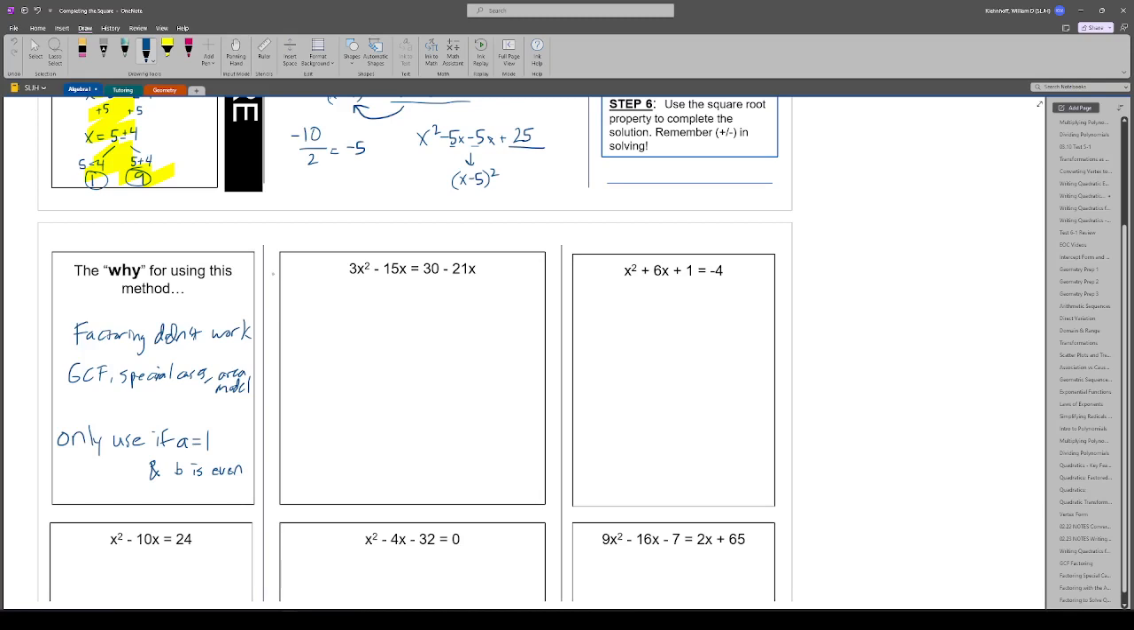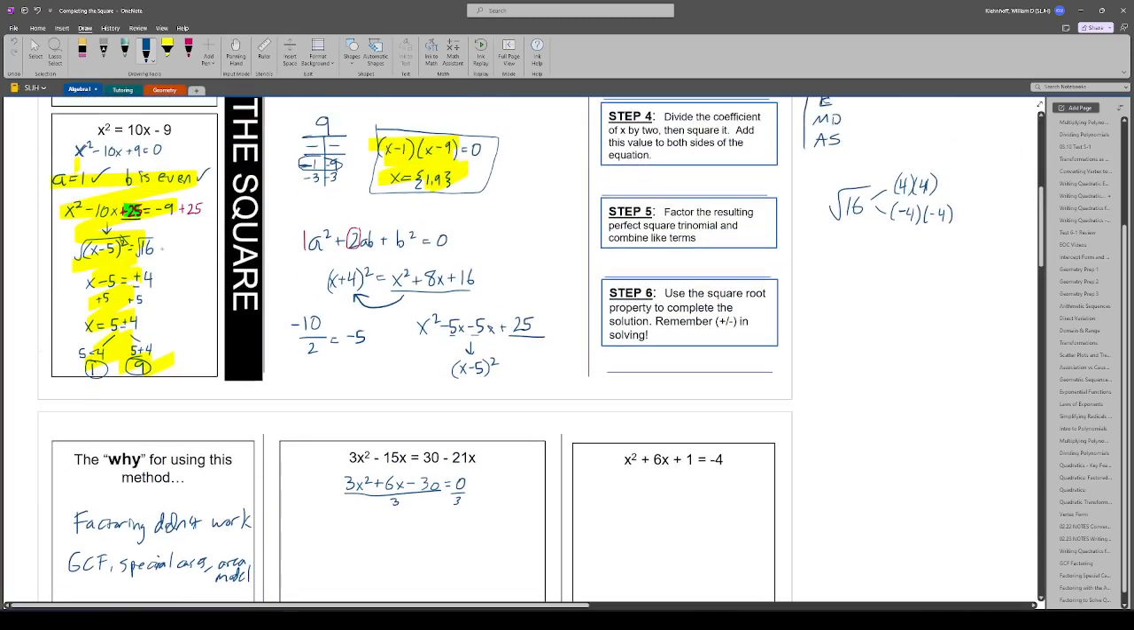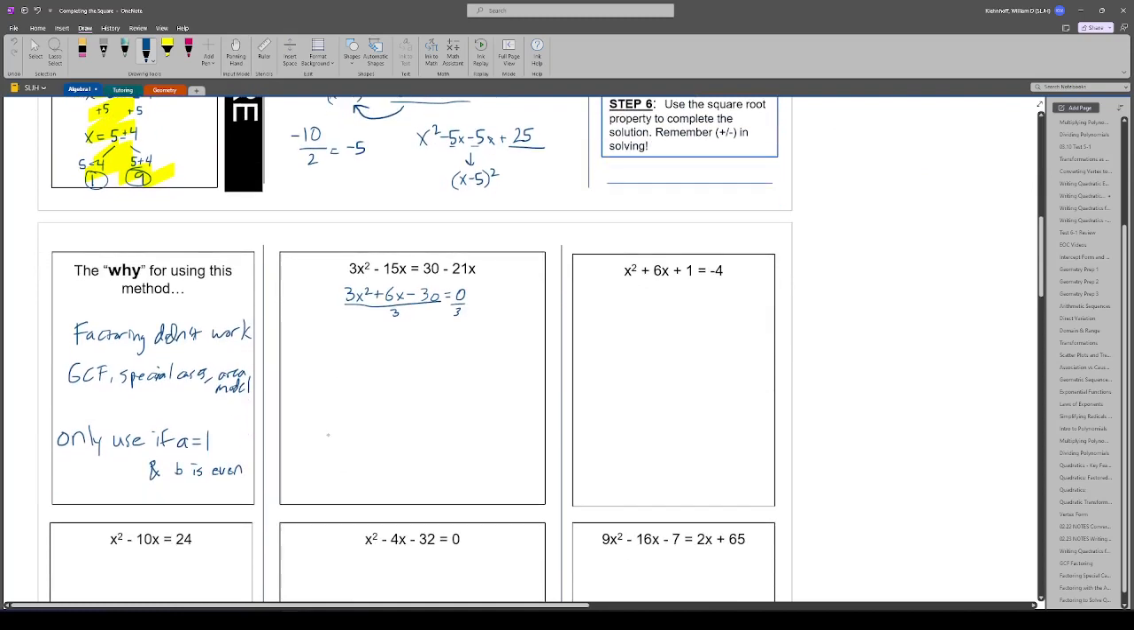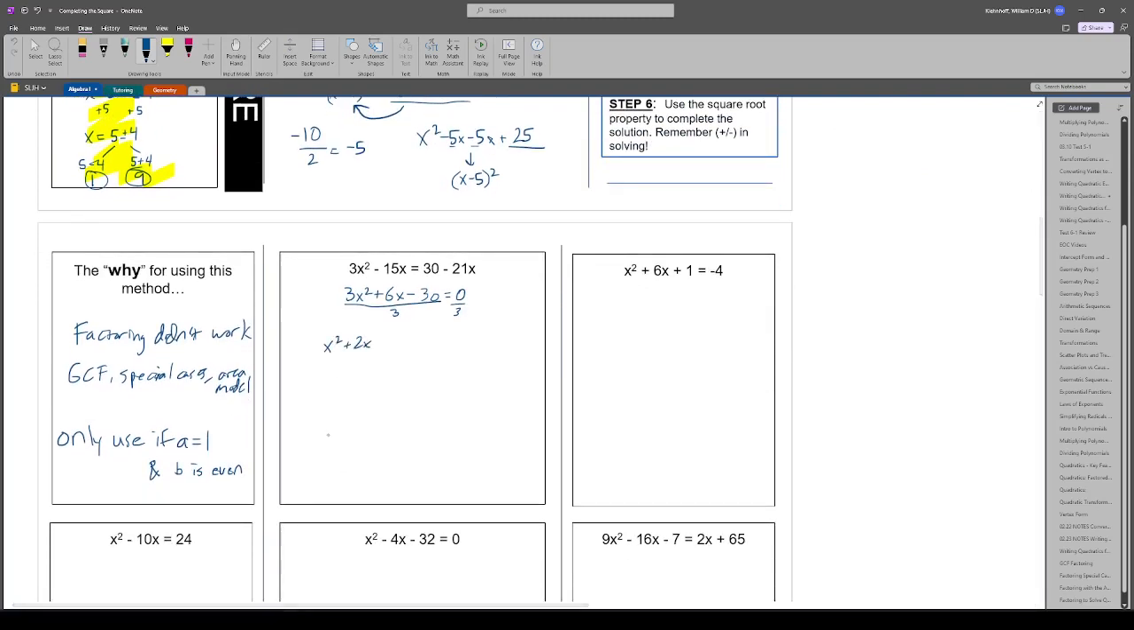All right, so this first problem, I don't know if it's solvable by factoring. Let's see. We have 3x squared, we add 21x, so plus 6x, we subtract 30, minus 30 is equal to 0. Now we need to divide out our GCF from both sides. When we're completing the square, it's important that we don't just factor it out to the front. We actually have to divide it out of both sides because it'll get in the way when we're trying to move terms around like we did in the example on the first page. So I divide by 3, I get x squared plus 2x minus 10 is equal to 0.